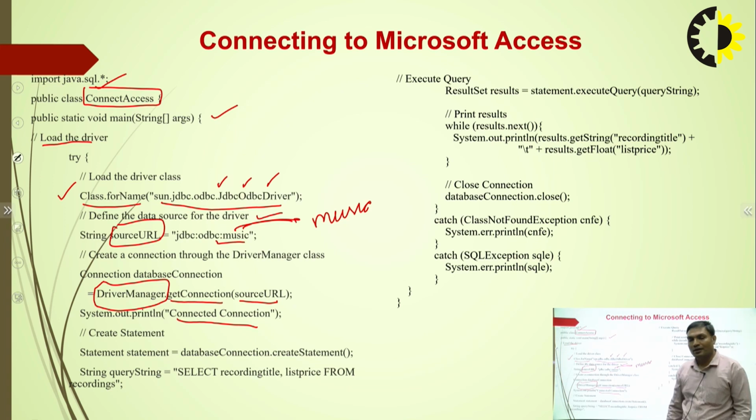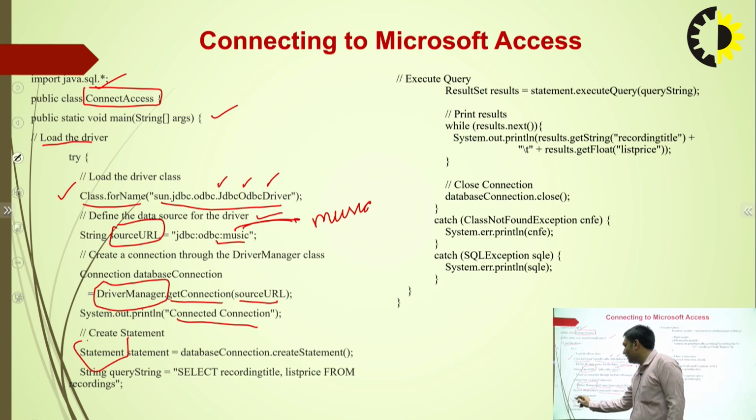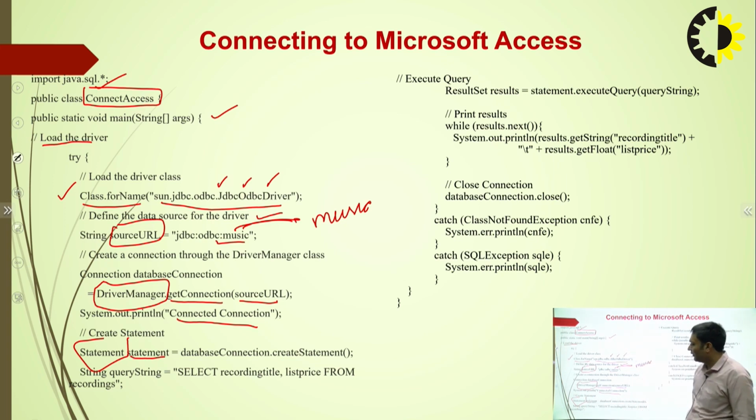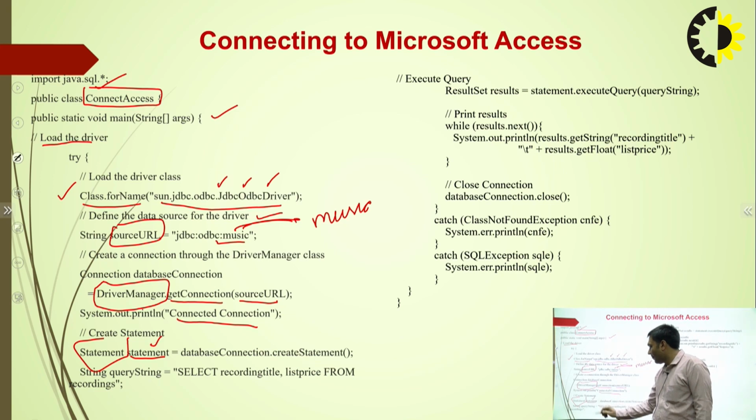Now the next step is to create the statement and then execute the statement. Statement is a class, and I make an object of this class named statement. You can give any name to this one. You write databaseConnection.createStatement.